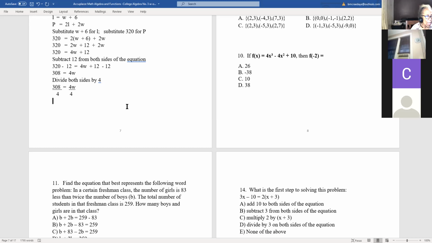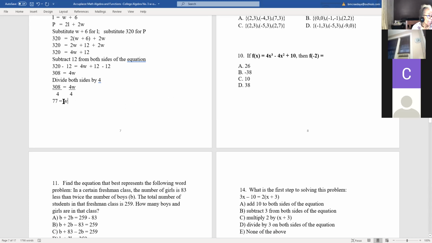And 4 into 28 goes how many times? What number times 4 gives 28? 7. So that's going to be 77. And 4 over 4 is 1. So that would just be equal to W. Right? So 77 is W.